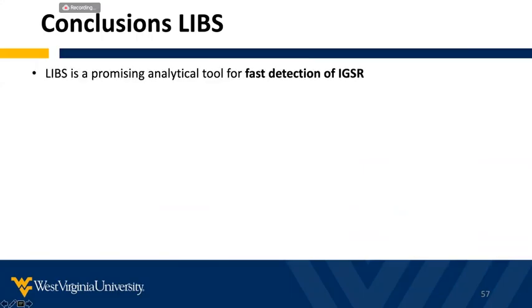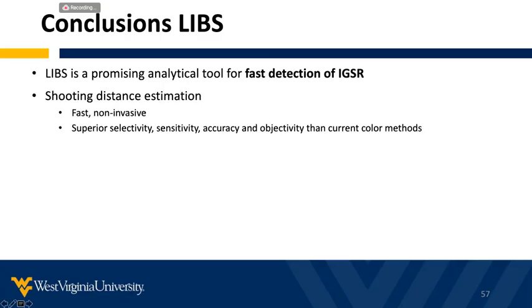So in conclusion, LIBS is a promising analytical tool for the fast detection of inorganic gunshot residues. It can be used for shooting distance estimation. The advantages are that it's faster and non-invasive. It also provides superior selectivity, sensitivity, accuracy, and objectivity than current color methods.